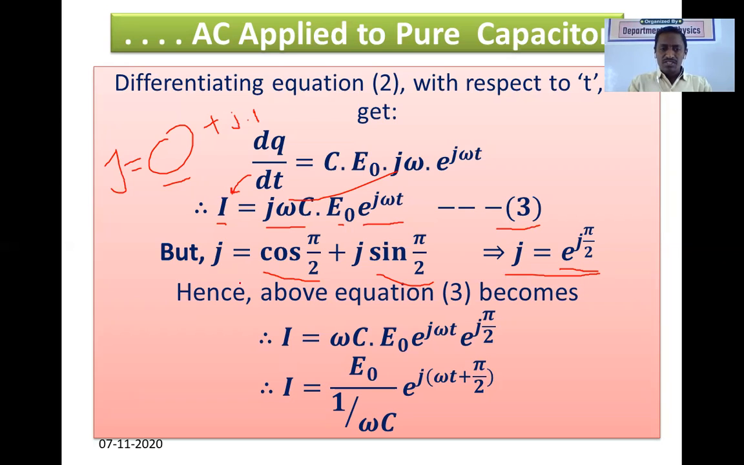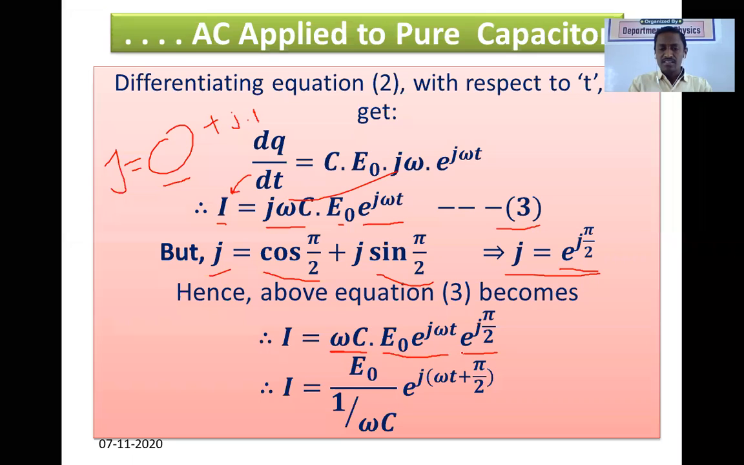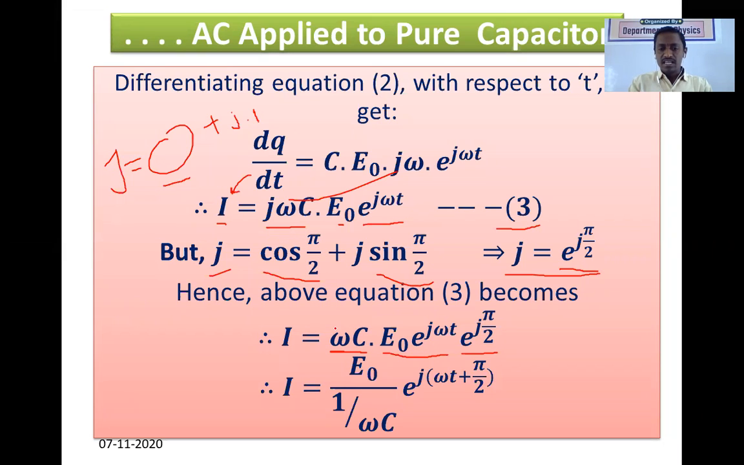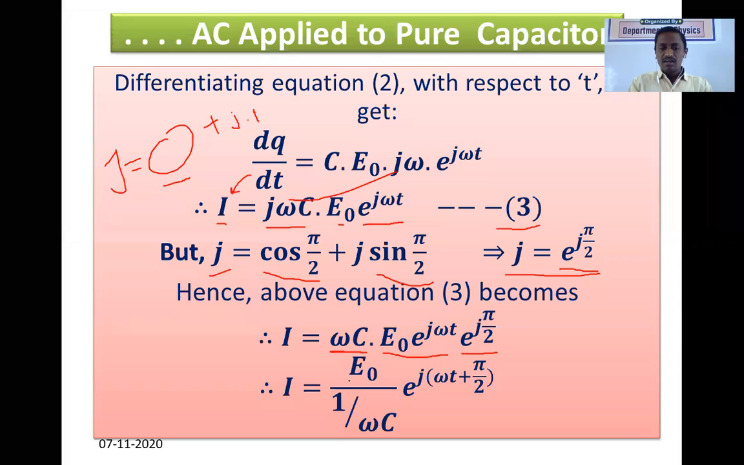Now put the value of this j in equation number 3. In place of j, we can substitute here e to the power j pi by 2. The other terms are as they are: I equals omega C as it is, E0 e to the power j omega t also kept as it is, and in place of j we have substituted e to the power j pi by 2. Again, this omega C can be written as E0 divided by 1 upon omega C.